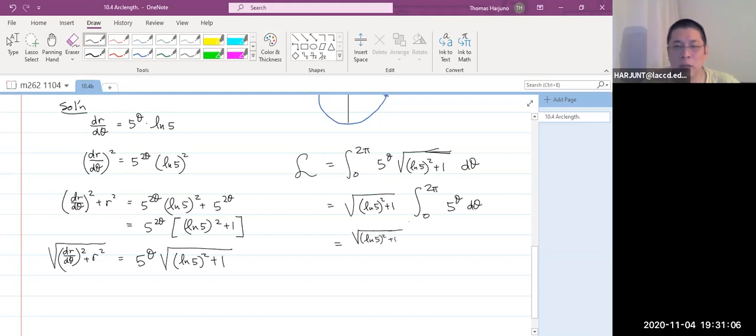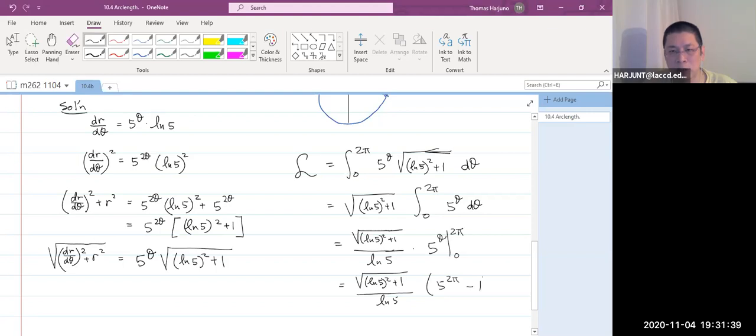If it is base e, then it's e to the theta. But what if we have a different base? Then you need to do change of base first, right? And then 5 to the theta from 0 to 2 pi. Okay, so that will be square root of natural log of 5 squared plus 1 over natural log of 5, times 5 to the 2 pi minus 5 to the 0, which is 1. That's the solution.